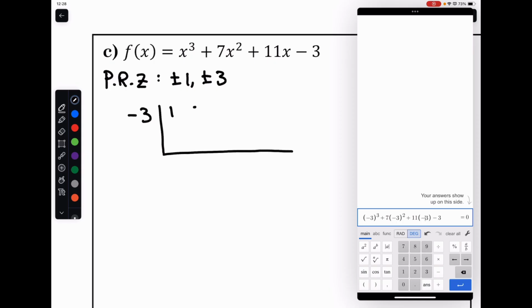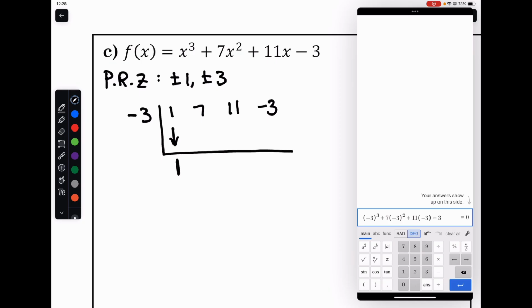Which is kind of funny, because that would mean that the other values are not going to be rational. They're going to have to be irrational or maybe even complex. So let's go through the synthetic division and see what our quadratic is going to look like.